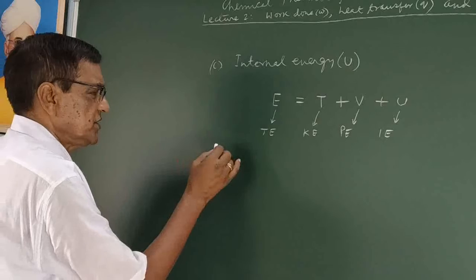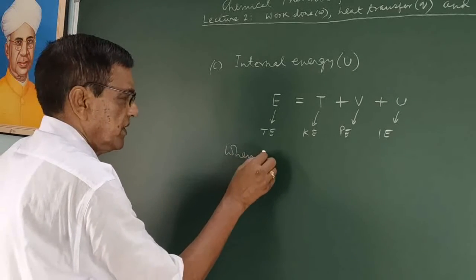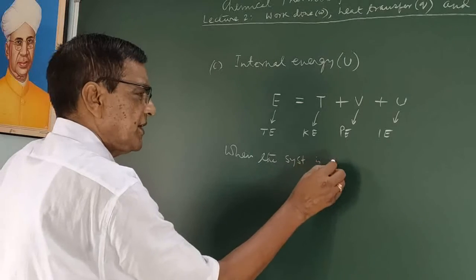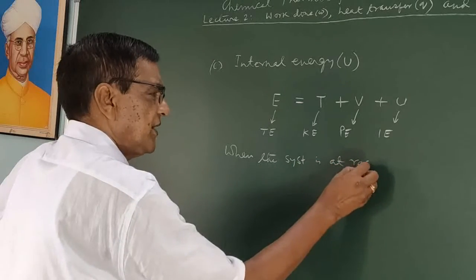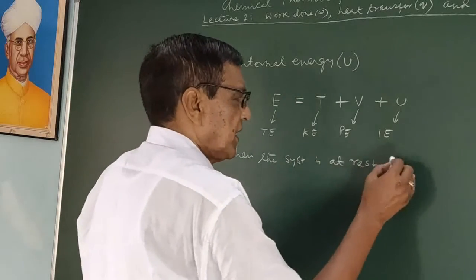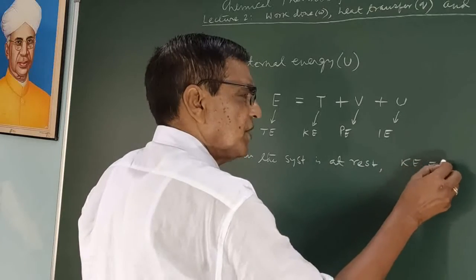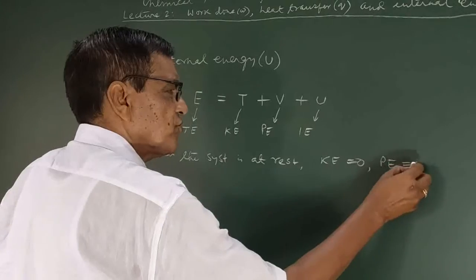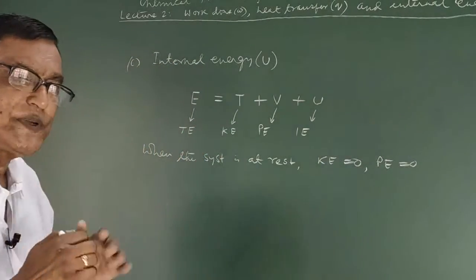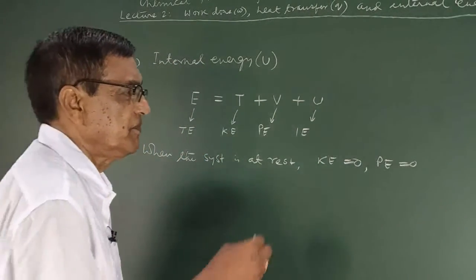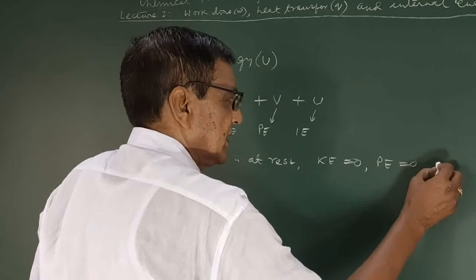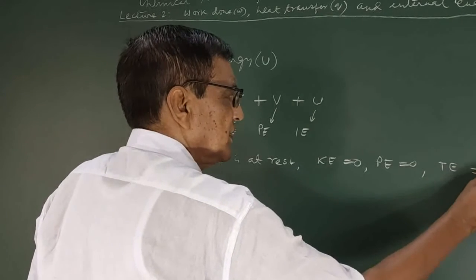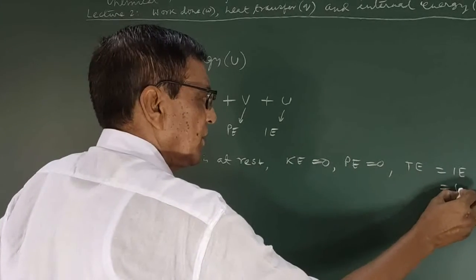So whenever the system or the body is at rest, then the kinetic energy is equal to 0. The potential energy is also equal to 0, since no external force field is applied to this system. In this case the total energy becomes equal to the internal energy.